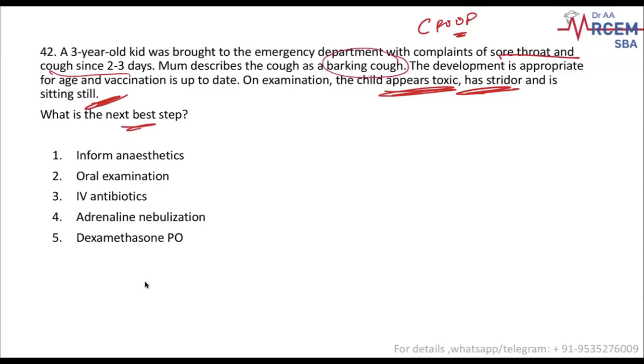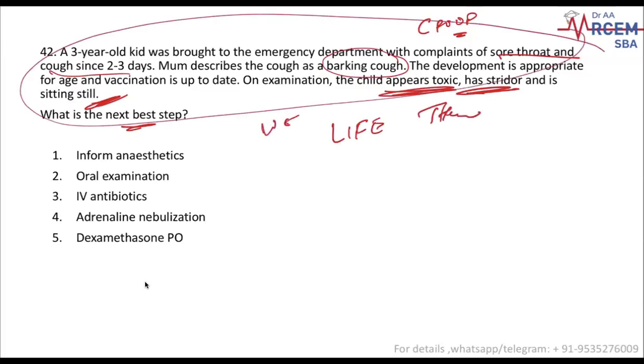What is the next step? What is it suggestive of? The child is sitting still, very toxic appearing. That means it is very bad. It is a life-threatening croup that the patient is having. Though enough data is not there to do a Westley score and really label it, toxic appearing and sitting still itself should be indicative of life-threatening croup for this case.